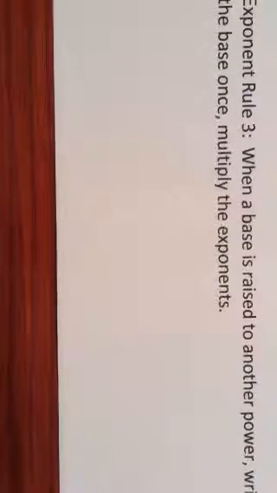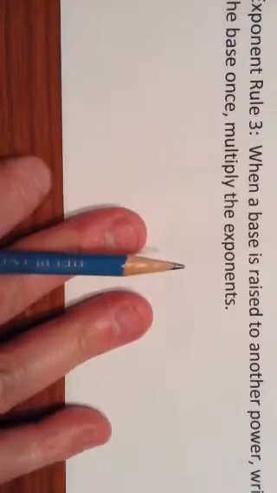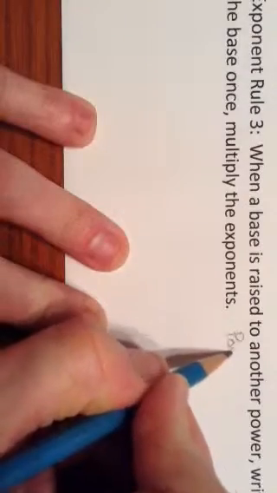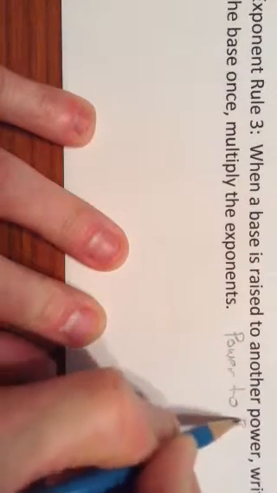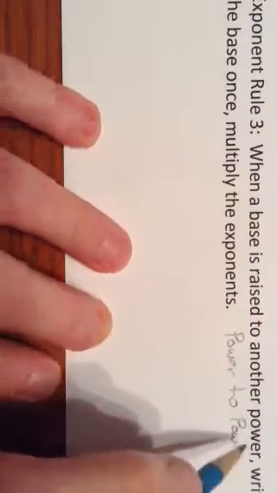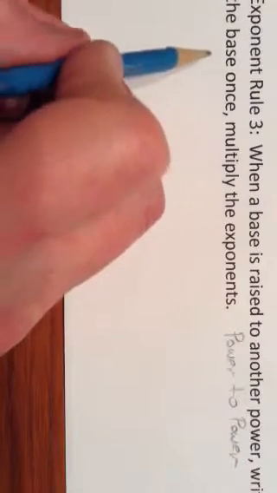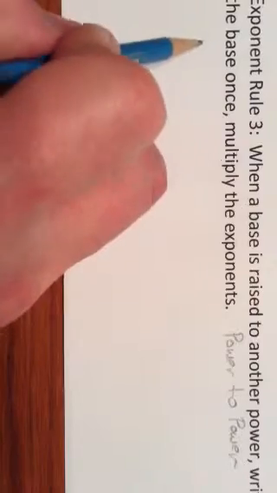All right, continue on. Exponent rule 3. Whenever a base is raised to another power, write the base once, and we're going to multiply the exponents. This is also known as the power to power rule. Okay, you may see some people call it that. Let's do some examples with this.